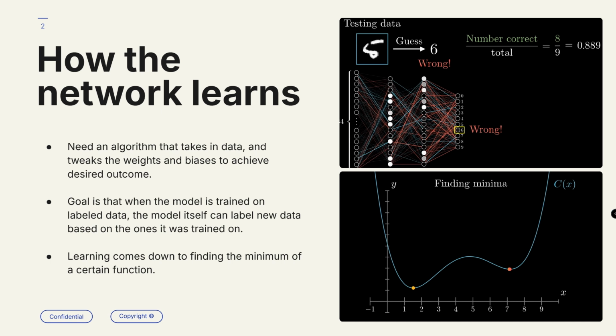And we have a picture on the top right here. Somebody wrote a number. I'm assuming that's a number 5. And we want the model to tell us this is a number 5. But in this particular case, it guessed 6. So we tell it that it's wrong. We get our average, and that's information that we can use to train a new model. Now, what learning comes down to is finding the minimum of a certain function, and we'll get to that in the next slide.